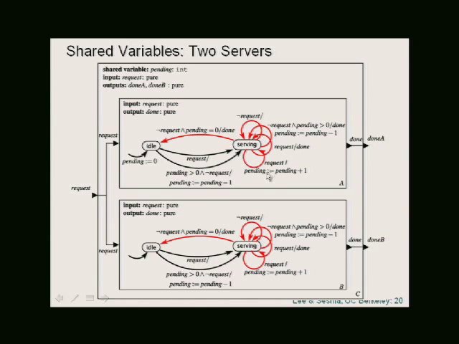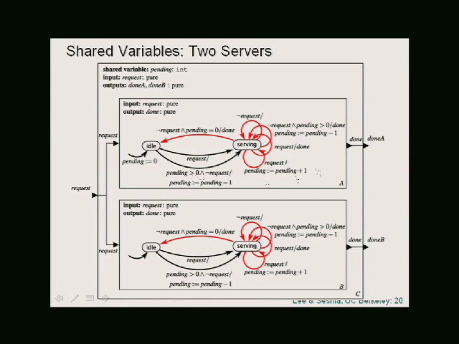So this is a highly simplified model, but the point I want to make here is that you have this model that updates the count pending, and the model for the second server is also doing the same thing. It increments pending and it decrements pending depending on whether there are requests to be served or not. Okay.